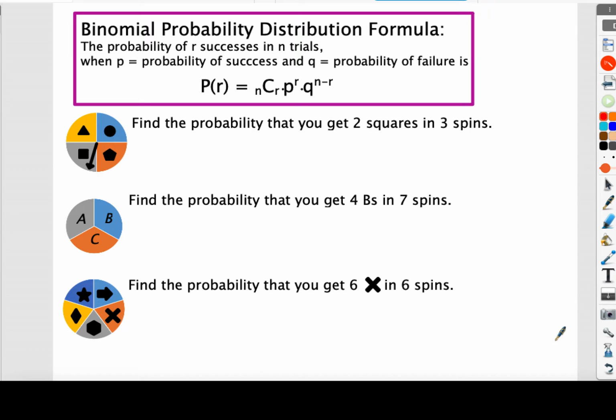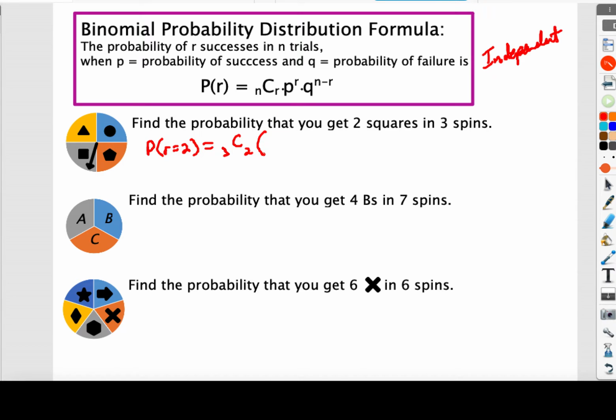Again, spinners are a great example of independent events. What you spin the first time in no way should affect what happens the second time. So if we're talking about the probability that you spin 2 squares out of 3 spins on this first spinner, let's set up the probability that r equals 2, or we're going to have 2 successes. So again, there are 3 spins. We're going to have 2 successful ones.